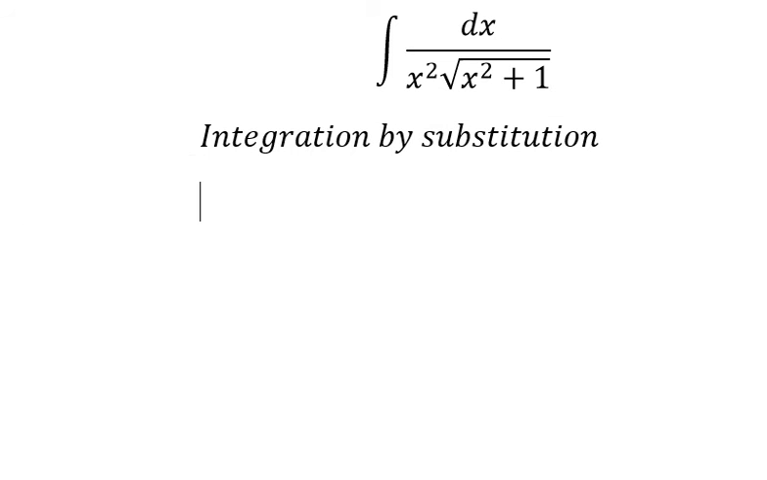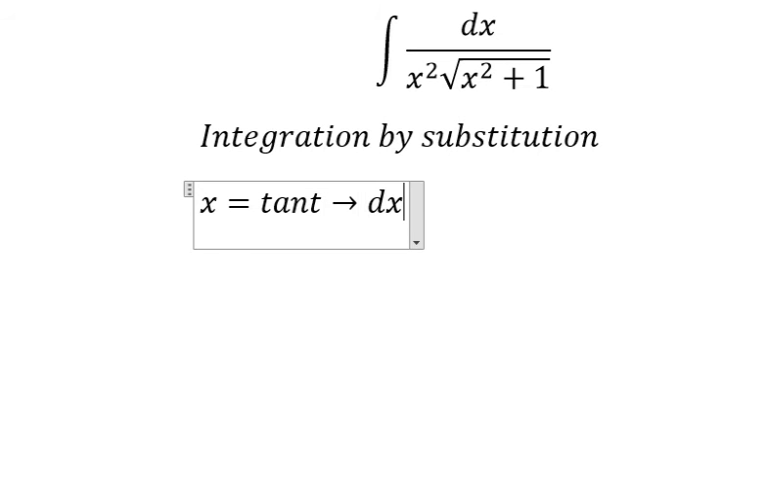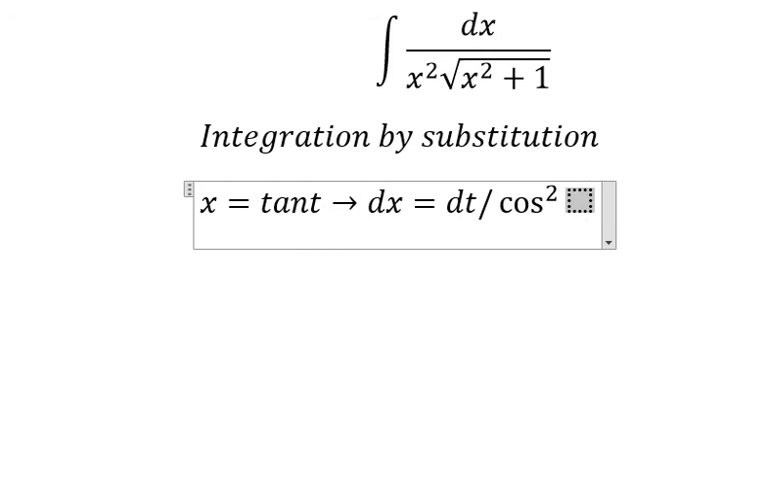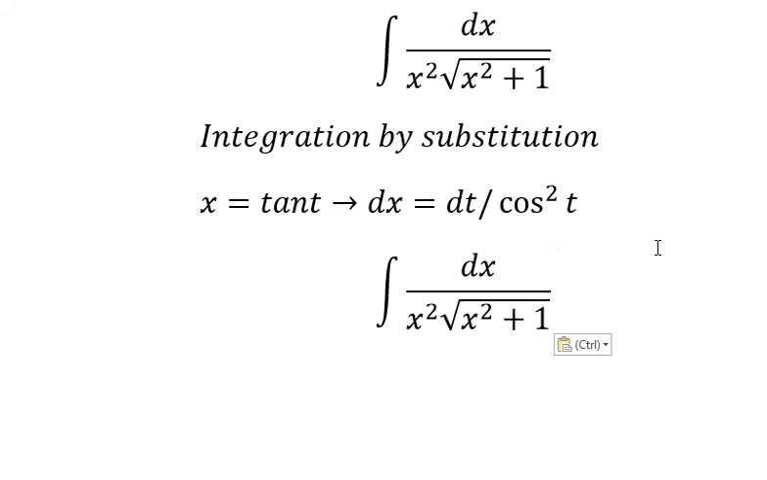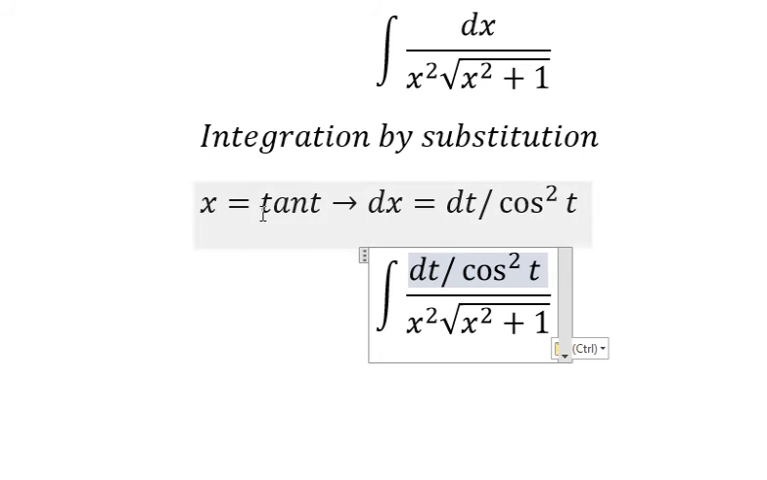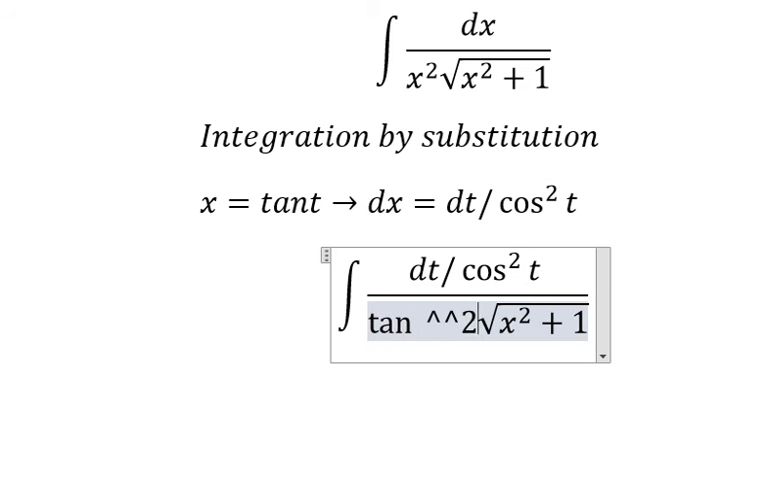Here, we have x equal to tan t. So we have dx equals dt over cosine t squared. And we need to change this integral. dx we change to dt over cosine t squared. x we change to tan t, so this is tan t squared.